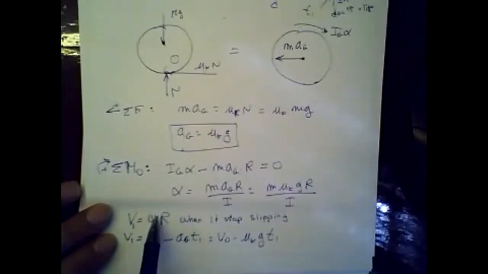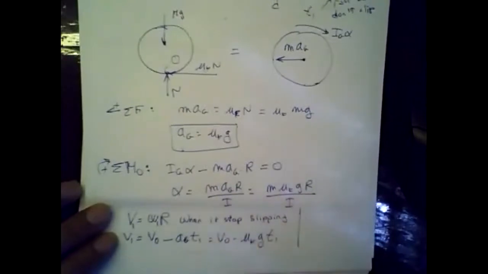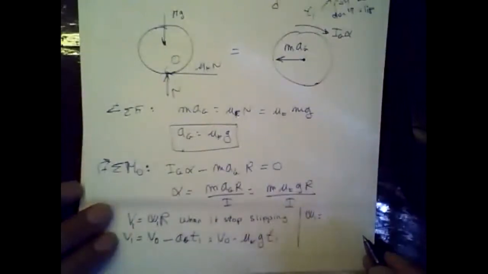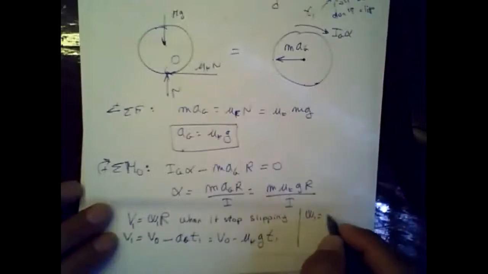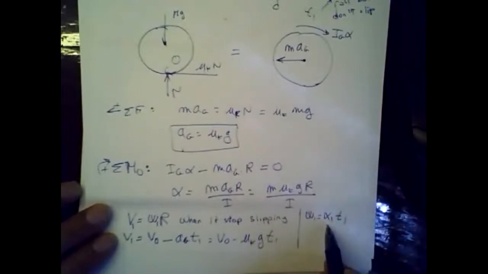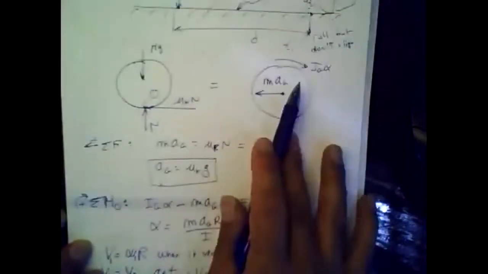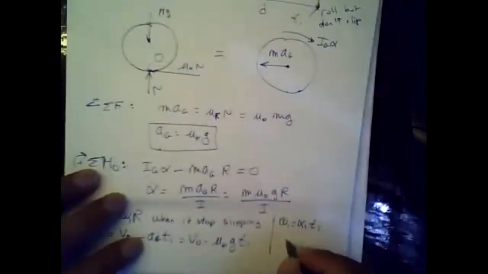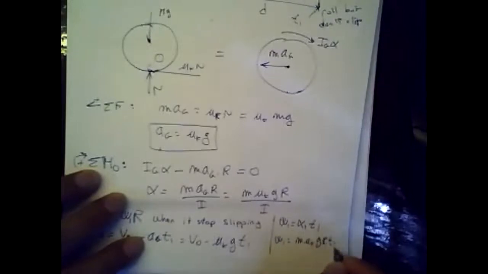And how can I get omega 1? Omega 1 equals alpha t plus omega 0. Exactly. What is omega 0? Zero. So omega 1 will simply be alpha 1 multiplied by t1. I have alpha 1 because omega 1 is going to be in the same direction as alpha 1. It's not decelerating, but here the velocity is decelerating. So omega 1 is going to be equal to m mu k g r t1 over I.